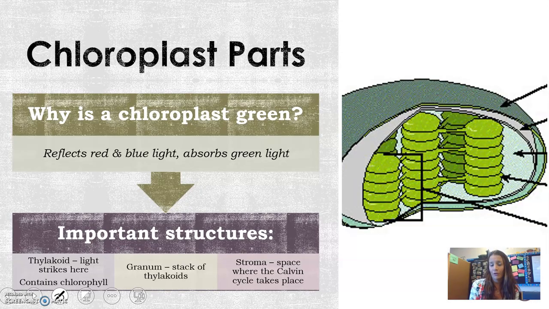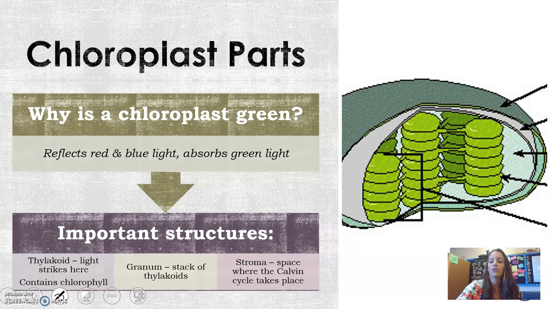When we look at photosynthesis, before we get into the details of the process, we need to talk about the chloroplast itself. First of all, you may wonder, why is a chloroplast green? Well, they're green because they reflect red and blue light and absorb green light. And something called chlorophyll is inside of them, which is what helps with this whole process.